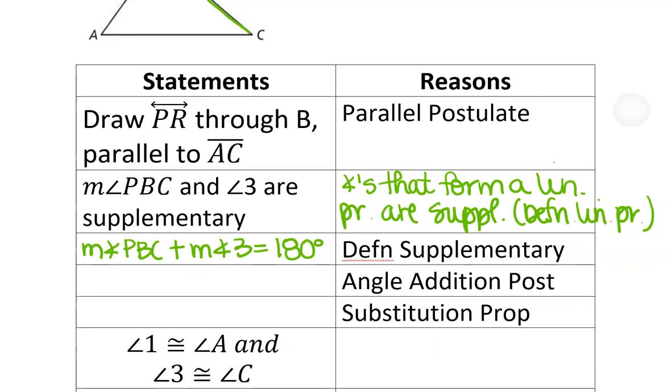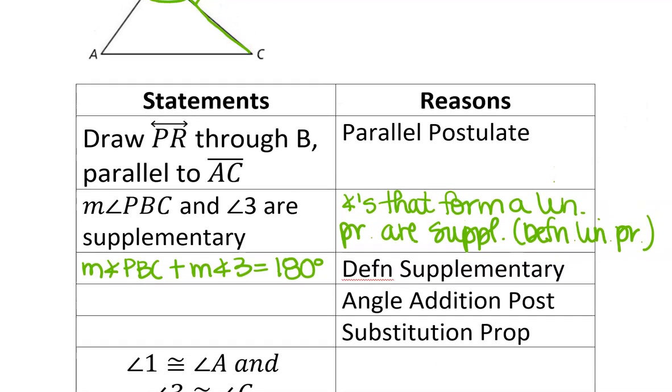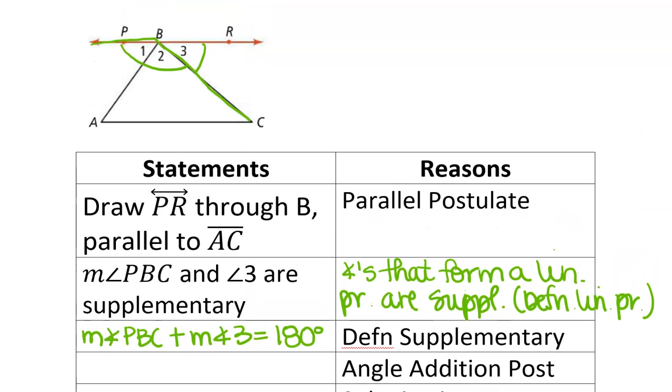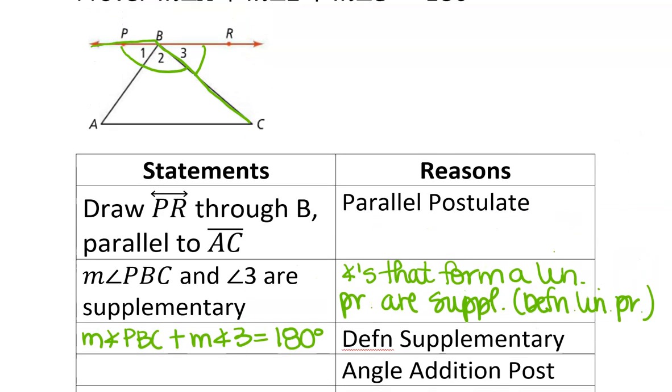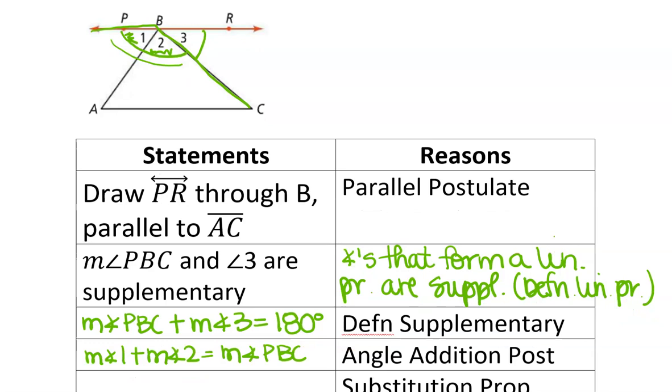Okay, angle addition postulate, that means taking the small parts, adding them together, and setting it equal to the large part. So what two angles make up angle PBC? It's angle 1 and angle 2. So the measure of angle 1 plus the measure of angle 2 is equal to the measure of angle PBC. That again is just taking these two smaller parts, this one plus this one, equal to the large part that we have in there.